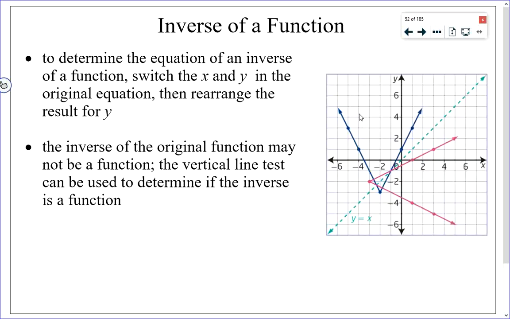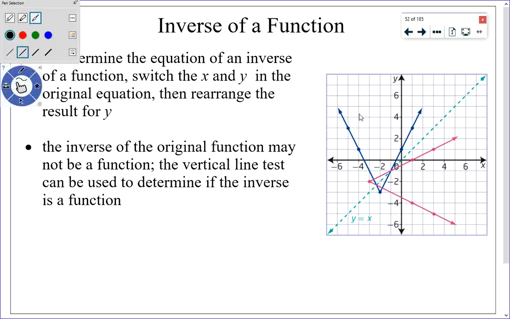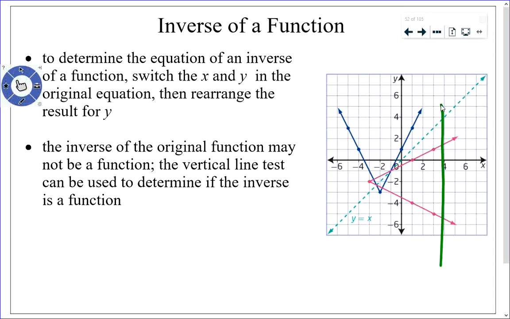For example, that blue graph, which is an absolute value function, is an original function, and I have swapped all of the x and y coordinates, or I have reflected it across the line y equals x, to get the pinkish graph, which is the inverse of the function. And that is not a function because a vertical line will cut the graph in more than one place. If I were to draw a vertical line here, you can see that that green vertical line intersects that pink graph in more than one place. What does that mean? It means the pink graph is not a function.